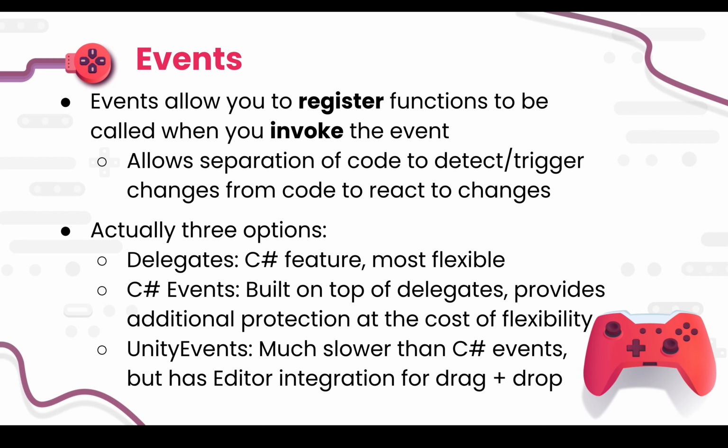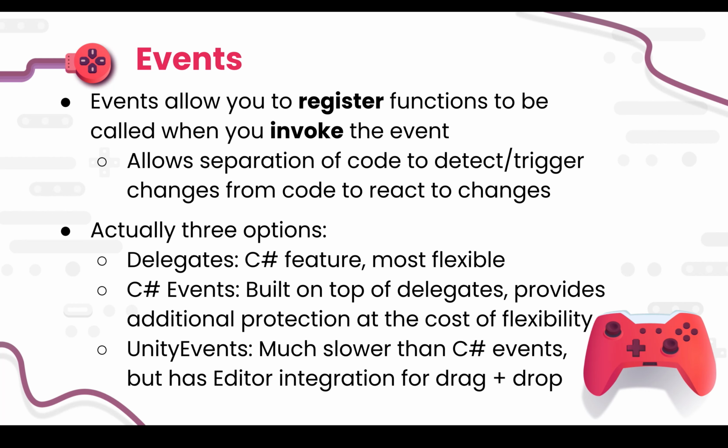So therefore, C# has events built on top of delegates. C# events prevent you from doing things like overriding the list of subscribers, which provides additional protection, but obviously this means C# events are slightly less flexible than delegates. Finally, there are Unity events. Unity events are like C# events, but also much slower. But the one good point they have is that they have editor integration.